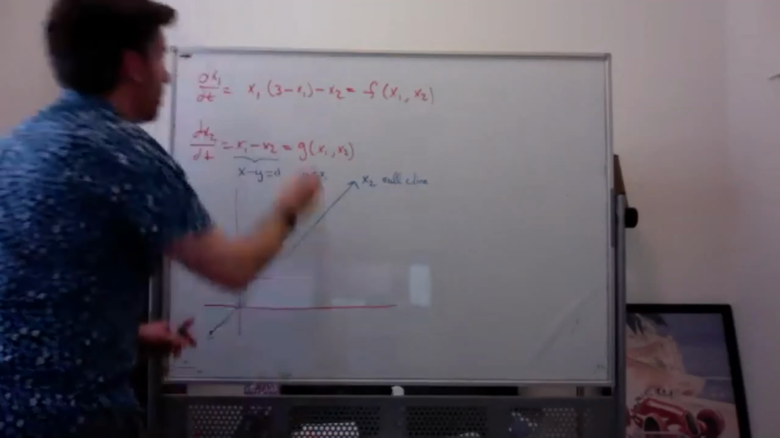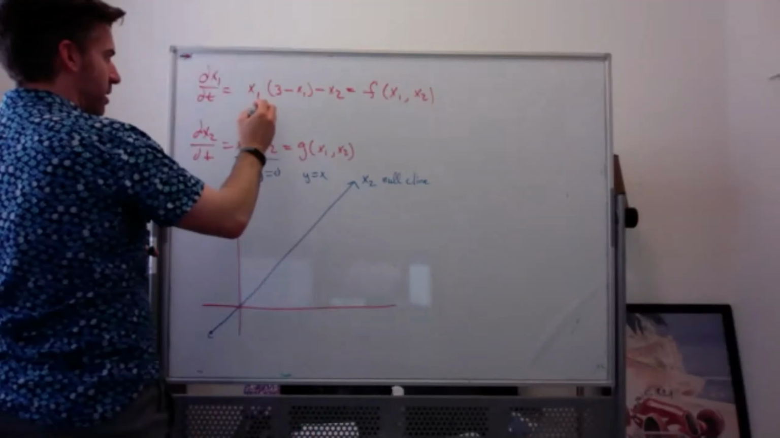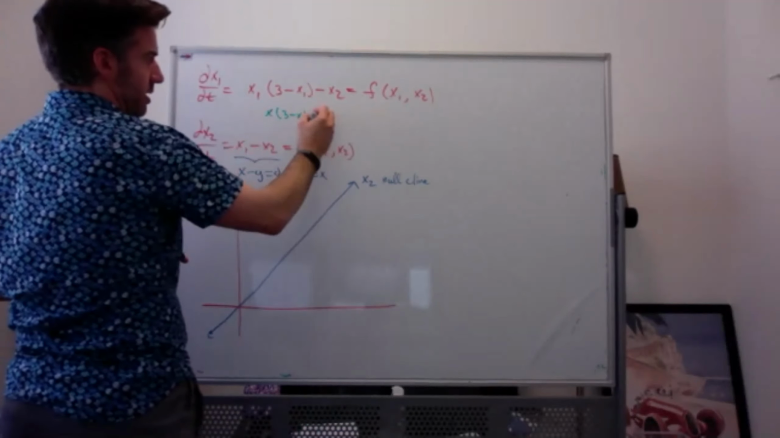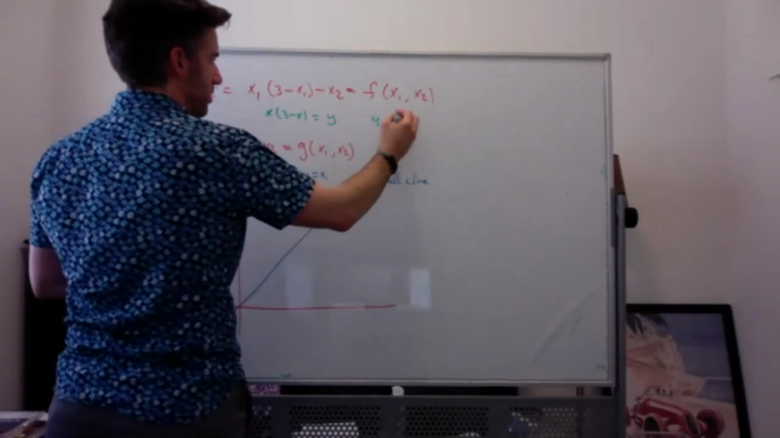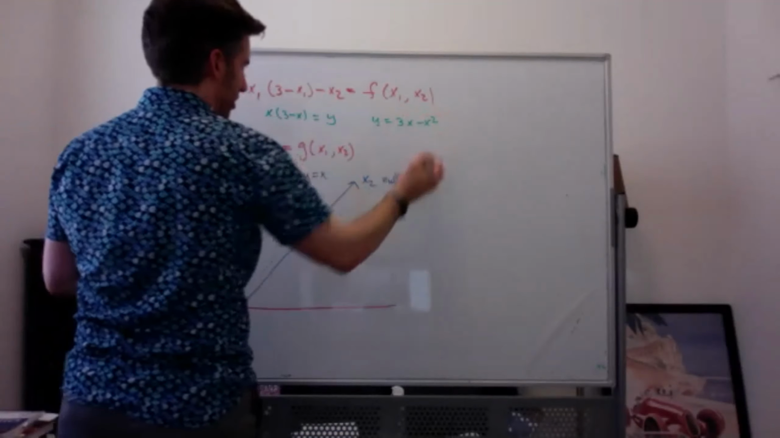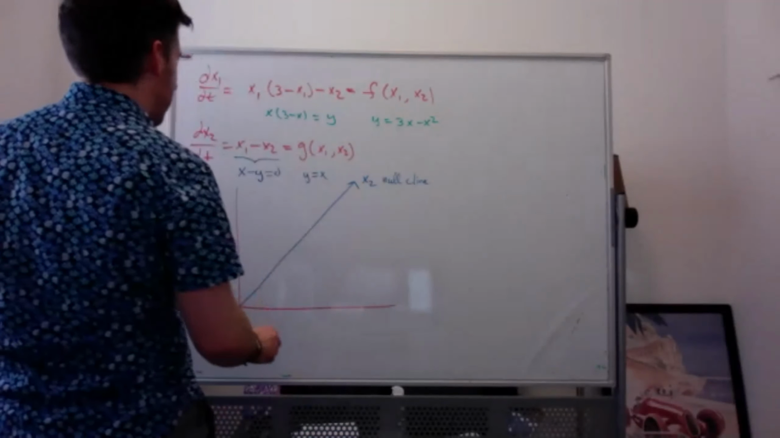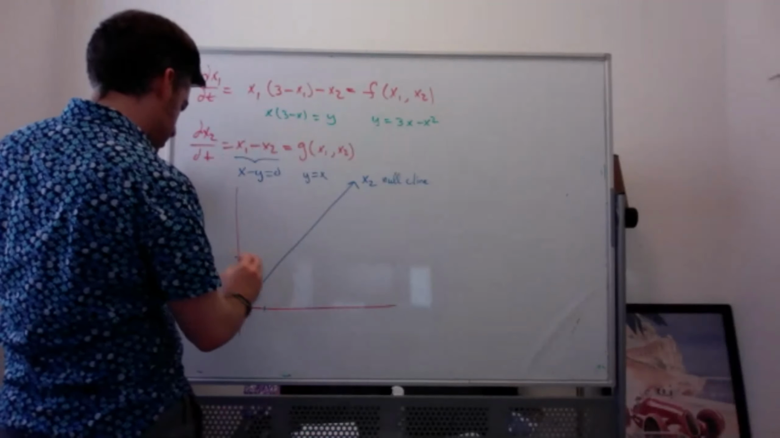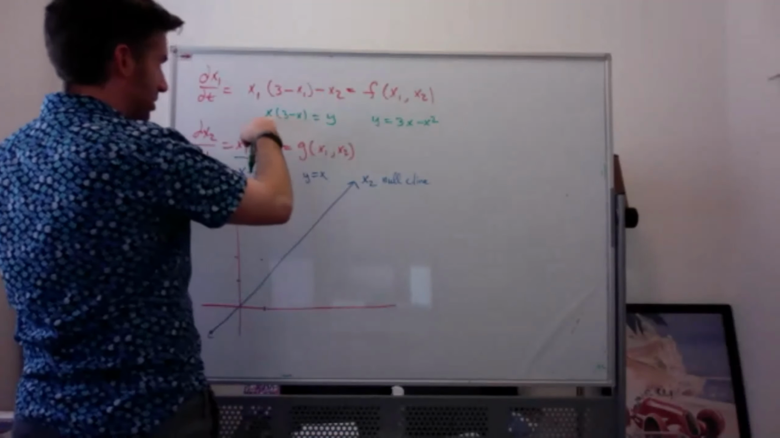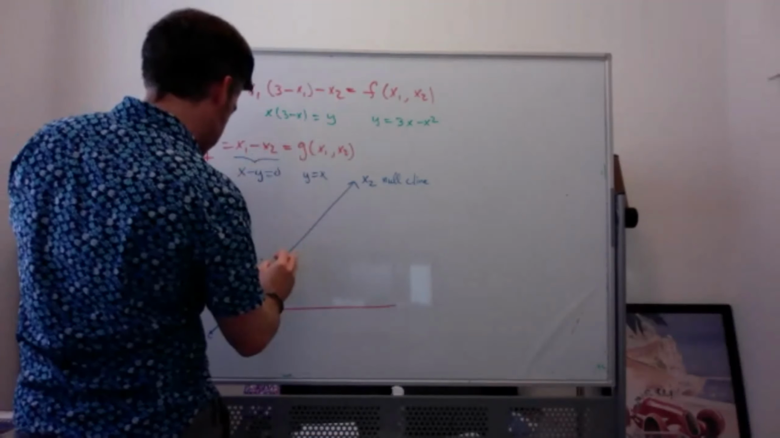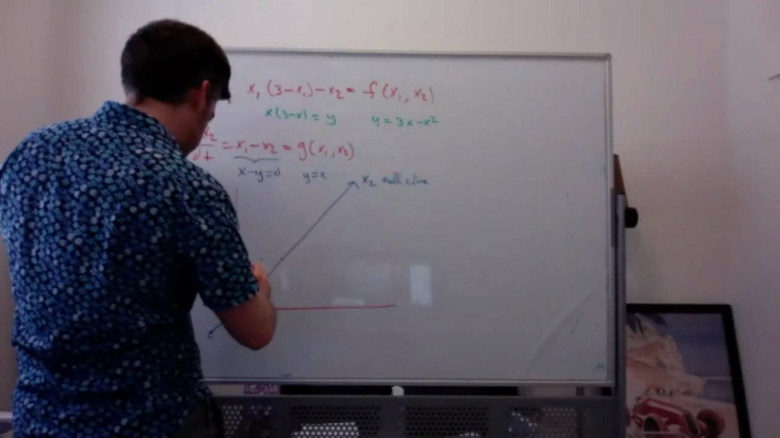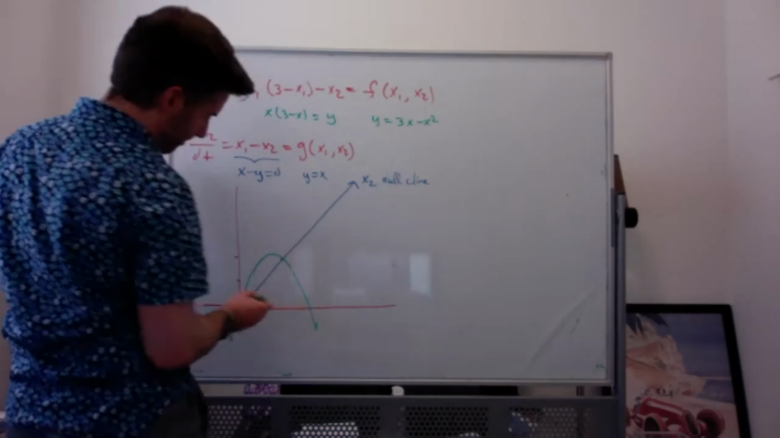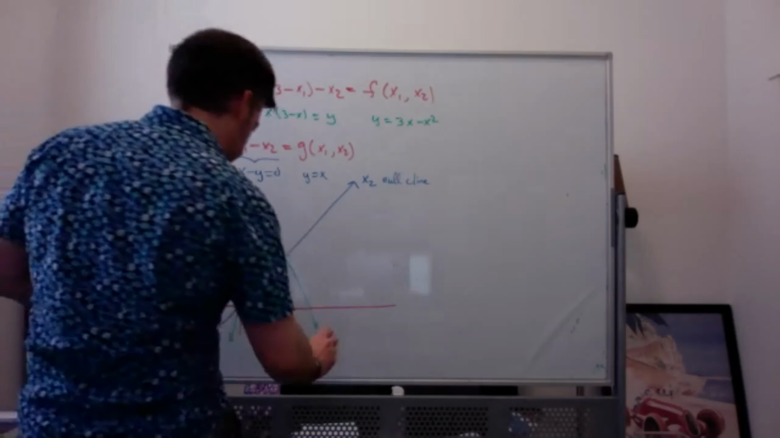And then here, if I write in terms of y and x, I get x times 3 minus x minus y equals 0. So that's equal to y. So y is equal to 3x minus x squared. It's just a downward opening parabola. It has the point, if x is 1, I get 2. If x is 2, I get 2 times 1, which is also 2. So it looks kind of like this. Okay. And this is our x1 nullcline.